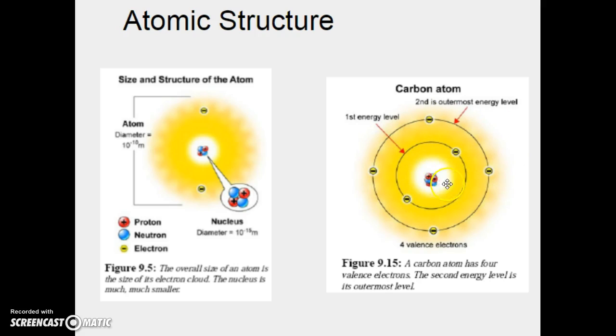The 6 electrons are going to counteract the positively charged 6 protons. So a carbon atom has 4 valence electrons. The second energy level is its outermost level, and that's what we can see here.